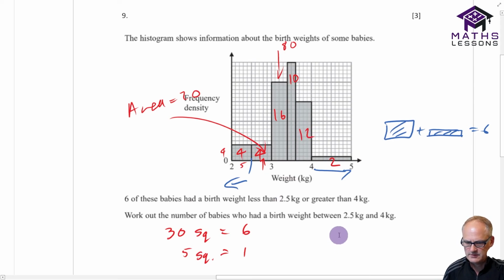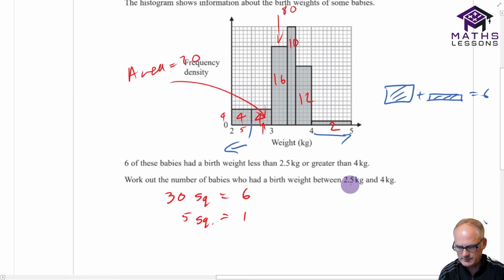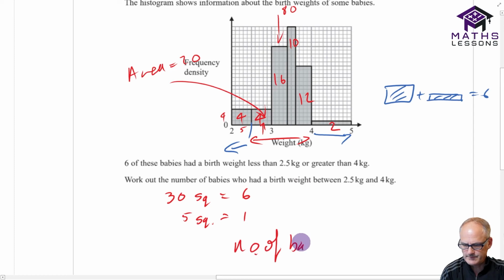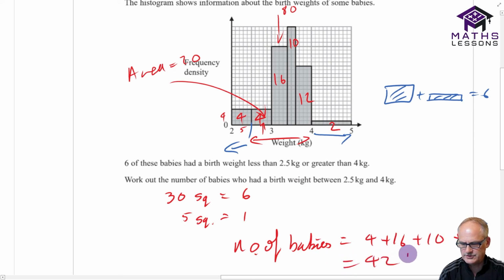So my total number of babies, I want to work out the babies between 2.5 and 4 kilograms from here to here. So my number of babies will equal 4 plus 16 plus 10 plus 12. So that's 20, 30. That's going to equal 42 babies. Okay, between this weight 2.5 and this weight here 4 kilograms.